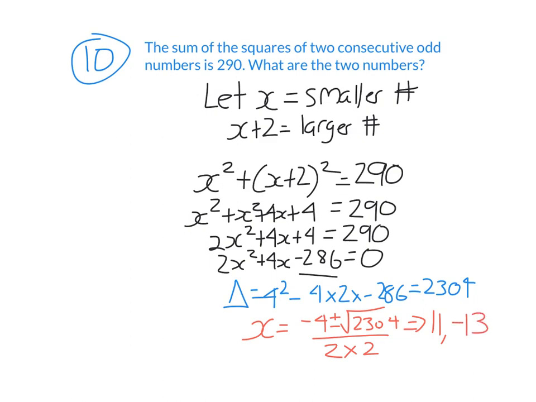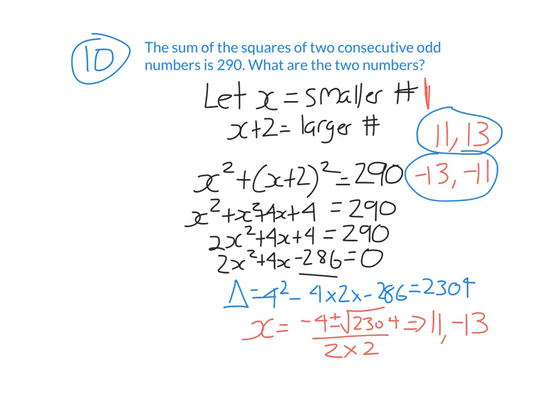So we're not done. X was the smaller number, so the 2 possibilities for the smaller number are 11 and minus 13. So if the smaller number is 11, the larger number is 13. If the smaller number is negative 13, the larger number is negative 11. So they're the 2 possibilities. The numbers are either 11 and 13 or negative 13 and negative 11. Let's go on to question 11.